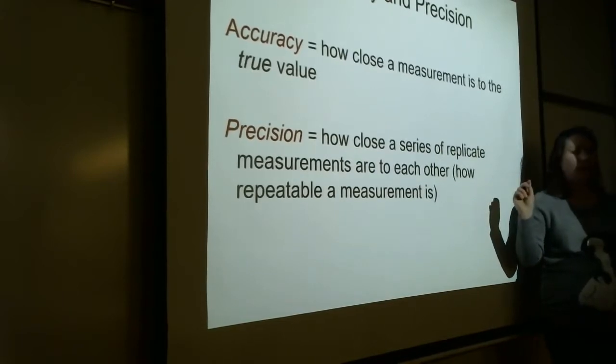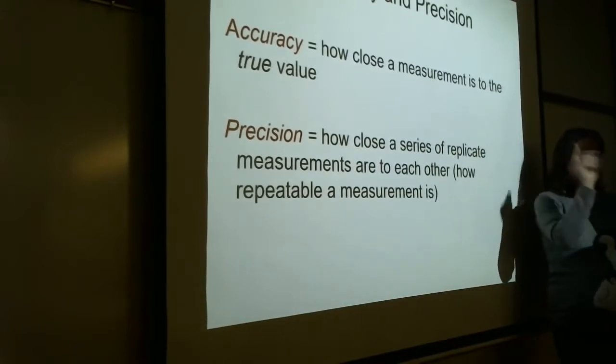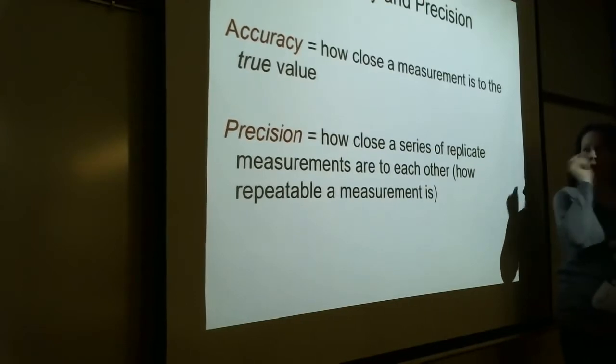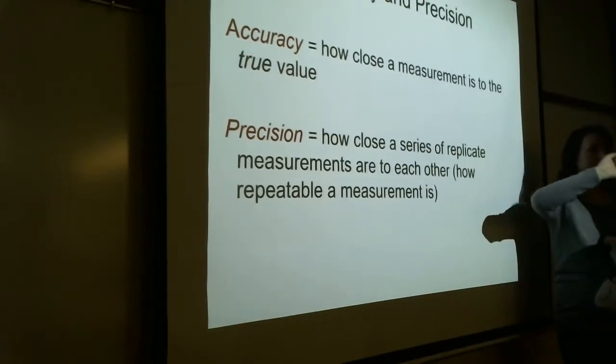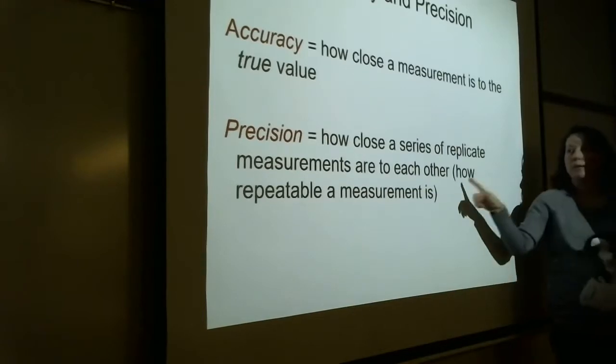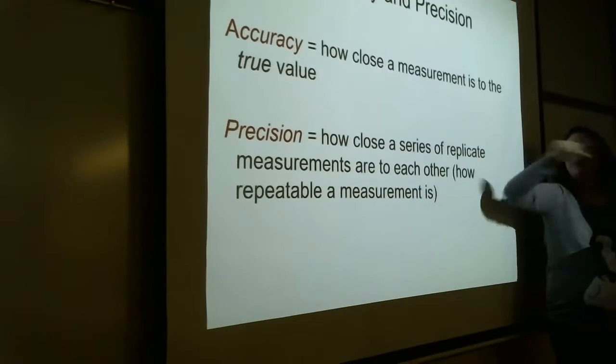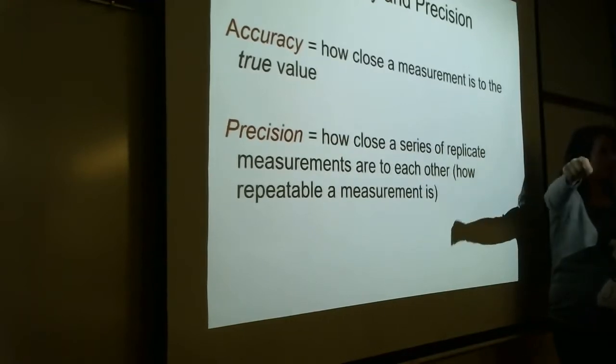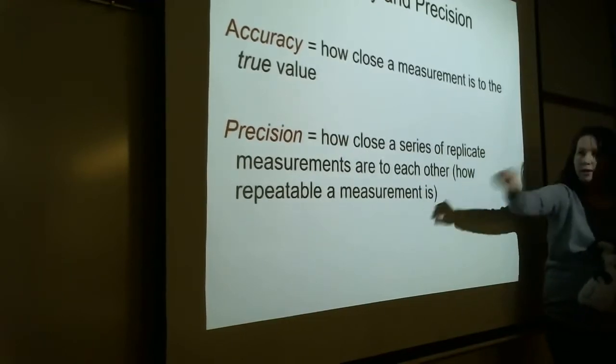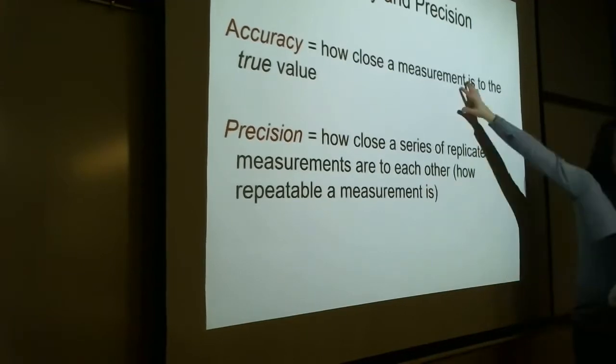So if you are throwing darts at the dartboard, and you're always hitting the same spot, that would be precise. It may not be accurate. It'd only be accurate if you're hitting the bullseye, right? But if you're always hitting somewhere off to the left, it always goes to the same spot, that would be precise. It may not be accurate, but it could be precise.